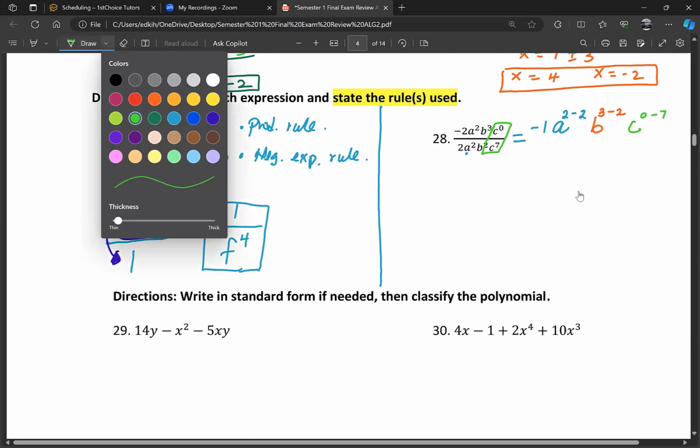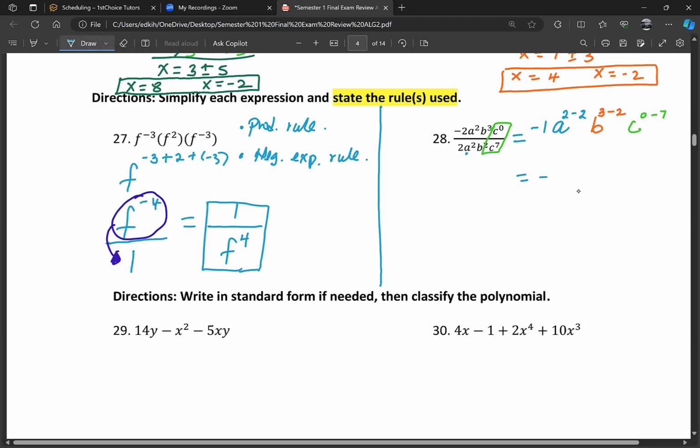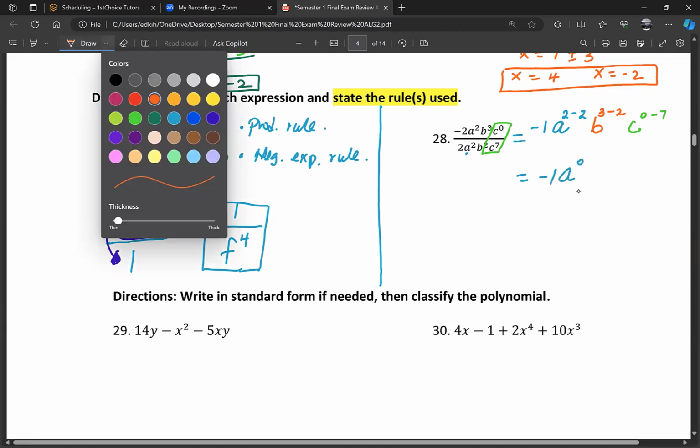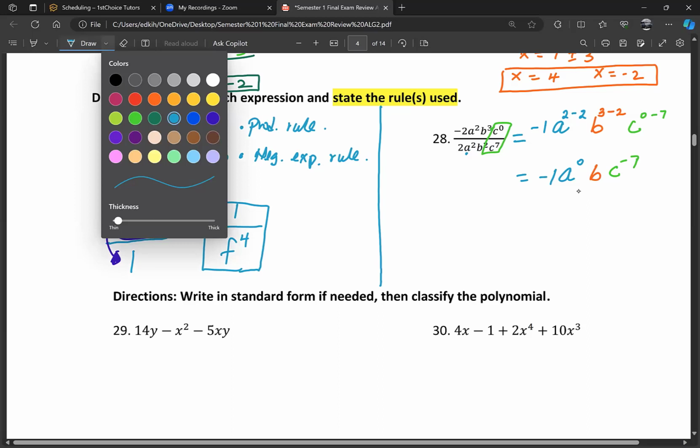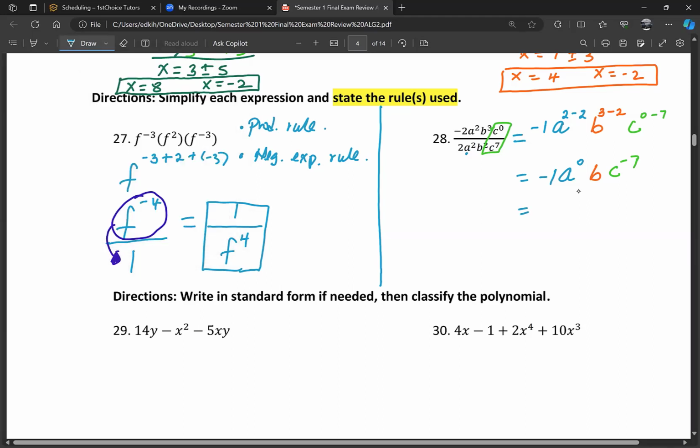And now let's simplify this entire thing. We have a negative 1 still. A to the 2 minus 2, that's going to be A to the power of 0. And then B to the first, because 3 minus 2 is 1. And then C to the negative 7. I'm taking a longer route, y'all. So if you're able to do this in fewer steps, that's great. I'm only showing every step because I know I might lose a few of you guys. Anything to the power of 0, right, is a 1. So we know that this is really just going to be a 1. I usually just scratch that out.